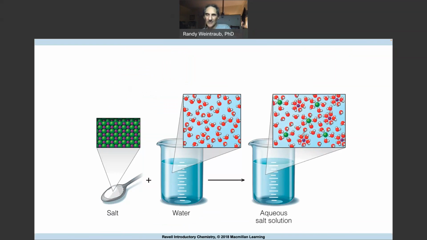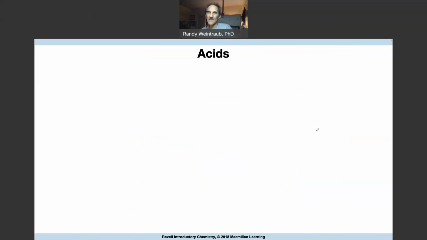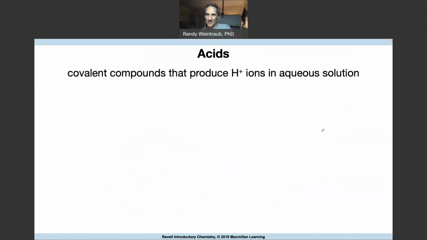As a general rule, covalent compounds do not form ions in water. Because of this, aqueous solutions containing only covalent compounds are not electrolytic. Although most covalent compounds do not form ions when they dissolve in water, there are some very important exceptions to this rule. Acids are covalent compounds that produce hydrogen ions in aqueous solutions.